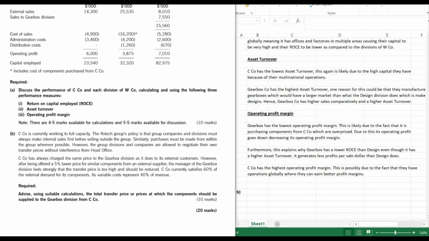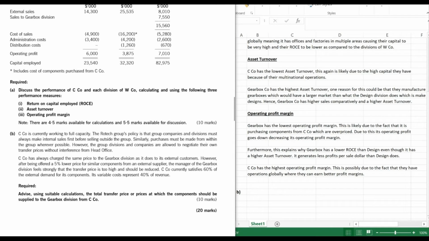And you can give the advice at any price in between the minimum and maximum, both the companies will be happy with. Okay, so that's what we're going to do here. Calculate the minimum transfer price for CCO to be happy with, and the maximum transfer price for the buying division, Gearbox, to be happy with.